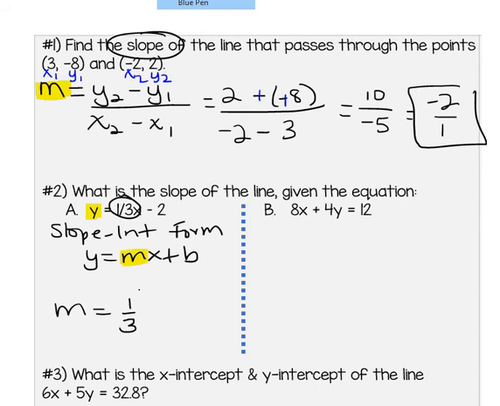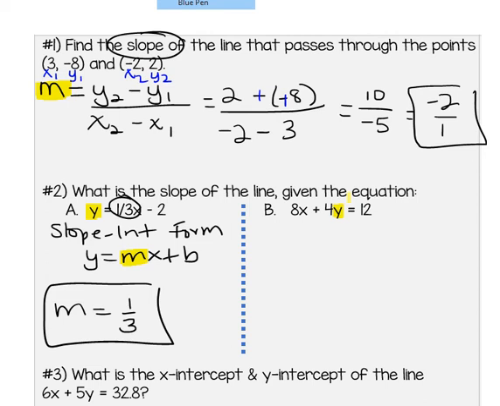I'm just pulling it out. I don't have to solve for anything. You just find it, identify it, and write it down. Now, sometimes you're not given an equation that's already in slope-intercept form. Sometimes you have to solve. So in this example, I have 8x plus 4y equals 12, and I need to get y by itself before we can do anything else.